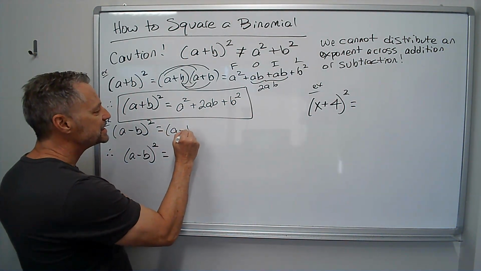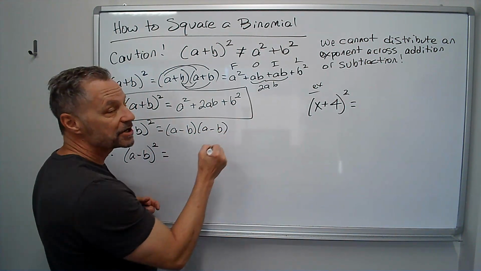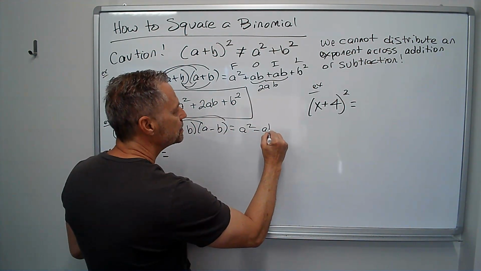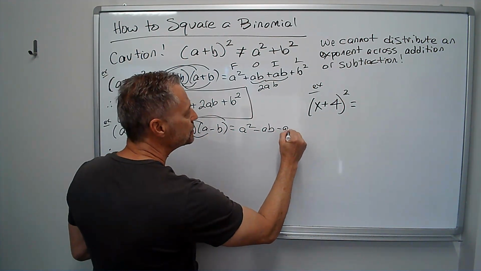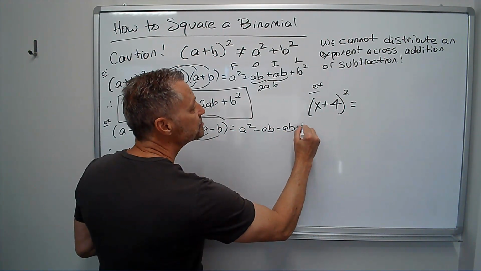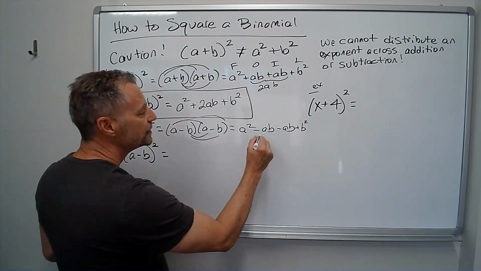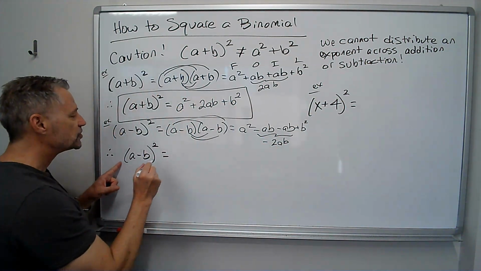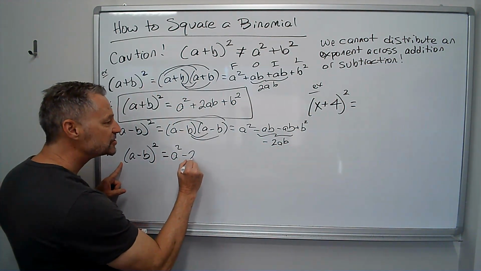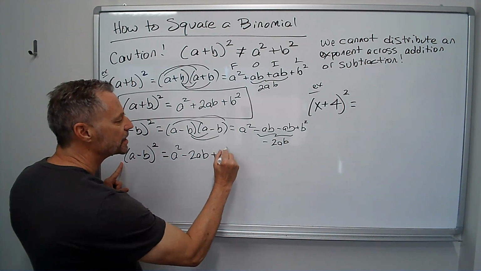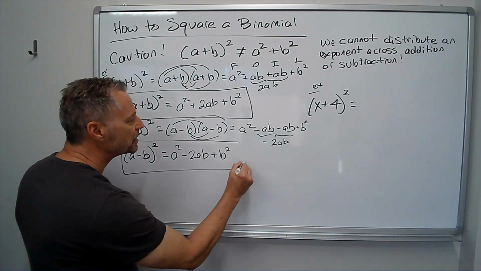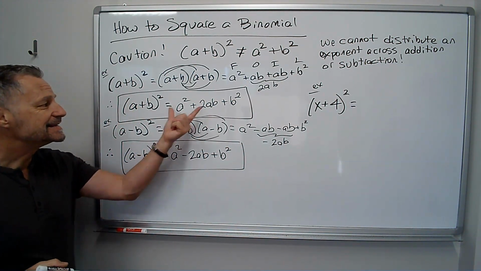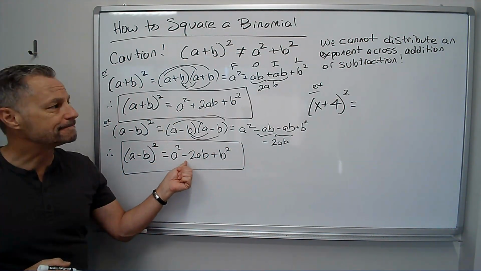With subtraction, it's very similar. I've got a minus b times a minus b. And I'm going to do the same thing. I'm going to FOIL it out. I've got a squared minus ab, again. And then minus gives me a plus, negative times a negative, plus b squared. And notice I have a negative 2ab here. So this time I have a squared minus 2ab and then plus b squared. Again, that's my formula if we're squaring a binomial with a subtraction sign. It's the same as above, we just change the sign in the middle.